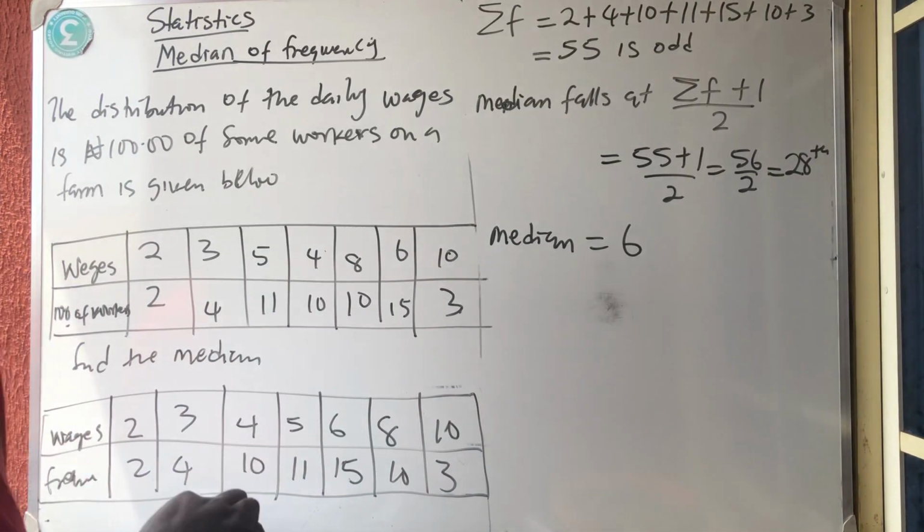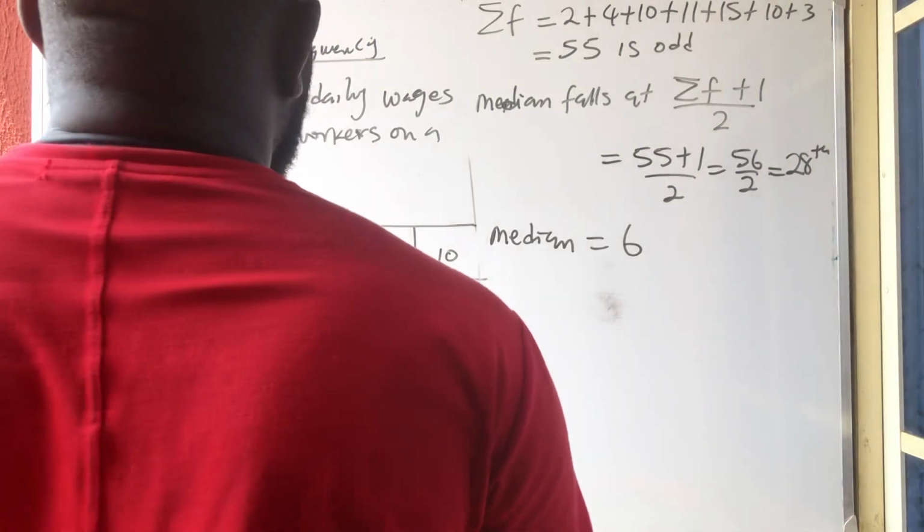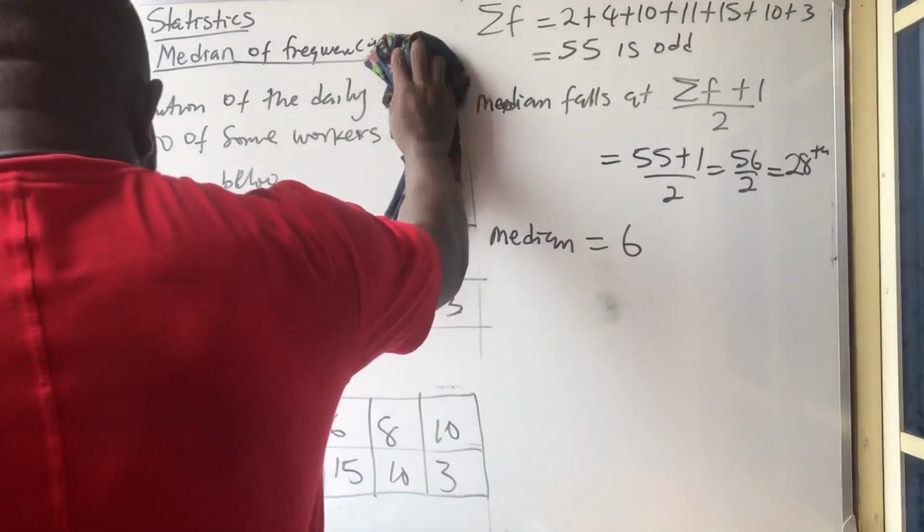Okay, so what do we have now? The wages is now 6 times 100, which is 600. The wages is now 6 times 100, which is 600. So let's talk about mode.